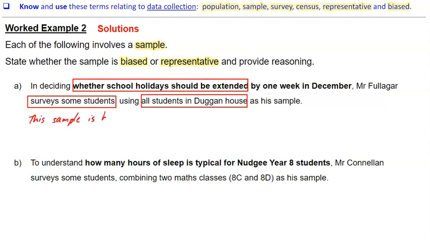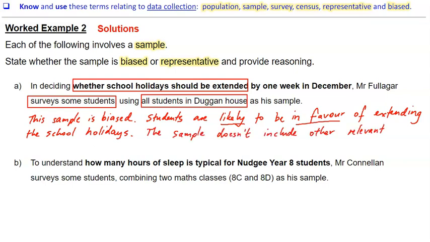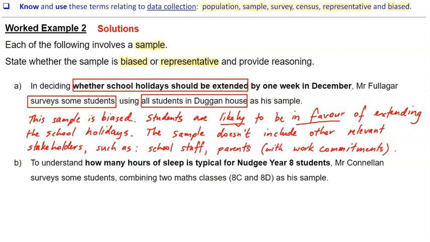This sample is biased. That's my first sentence, and here's my reasoning. Students are likely to be in favour of extending the school holidays. The sample doesn't include other relevant stakeholders, so that means other relevant people, such as school staff and parents. So in simply asking students in his survey, Mr. Fulliger has selected a biased sample.